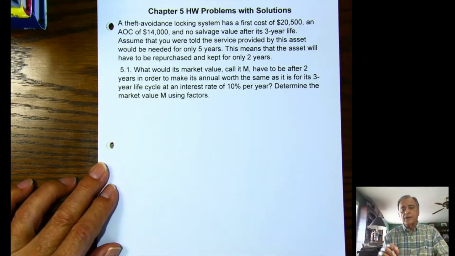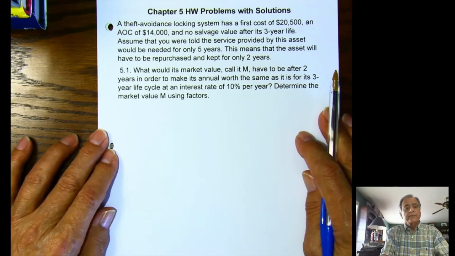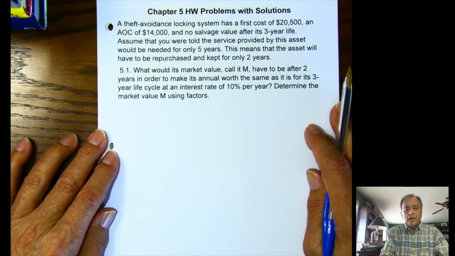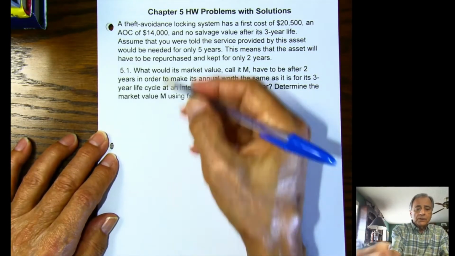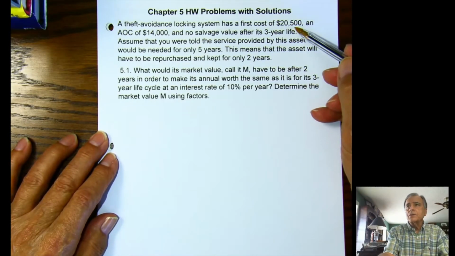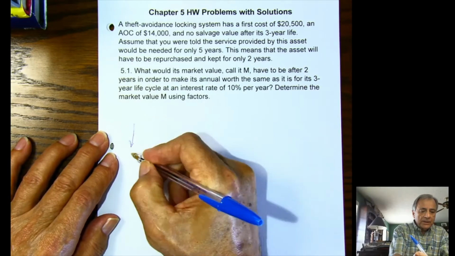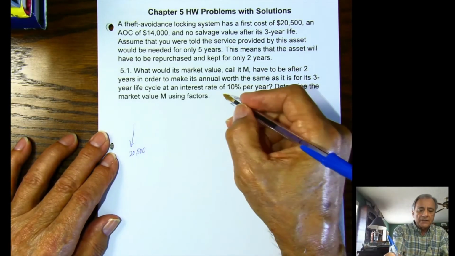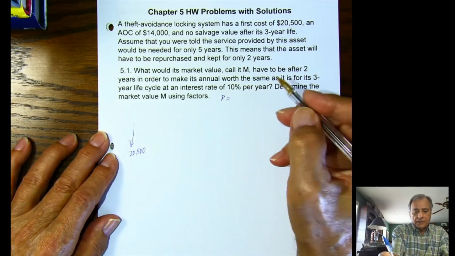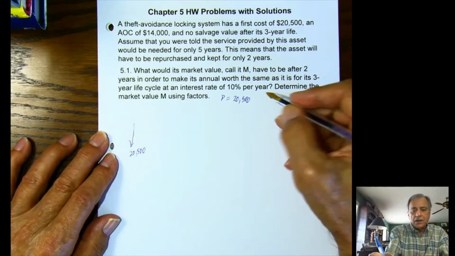Well, we're going to use the app. Like I said, I always use the app. So let's draw up the cash flow diagram. The asset costs $20,500 now, so we'll draw that $20,500 as a present value. I'll say P equals 20,500, knowing that that's a negative number because it's a cost.